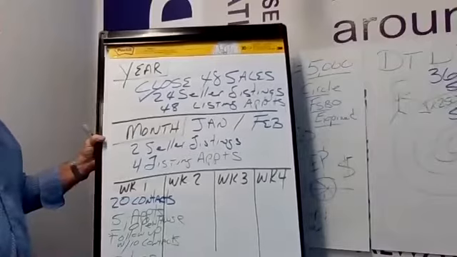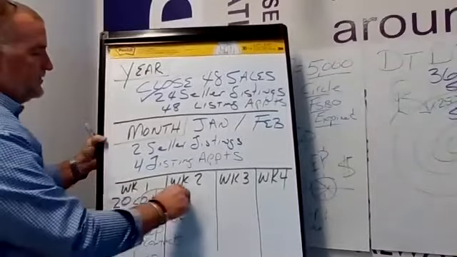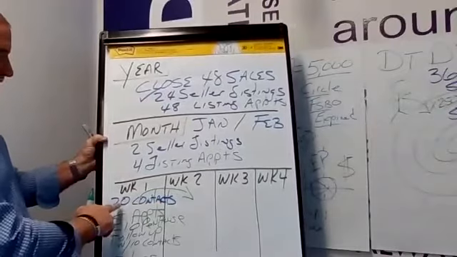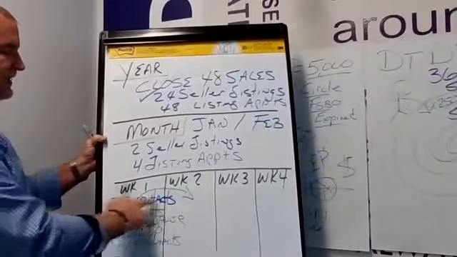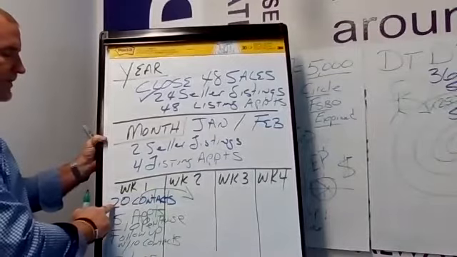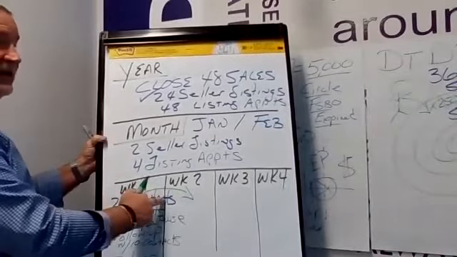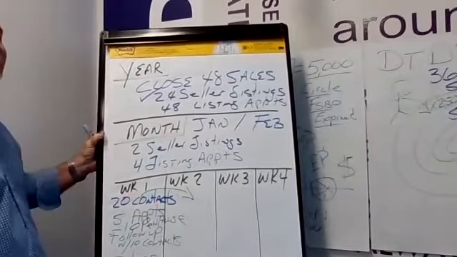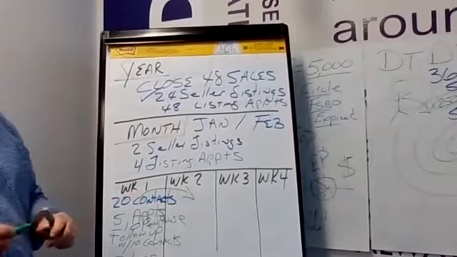Now, the penalty for not hitting it is it moves to week 2, which means if I have 90 conversations and the goal is 20 a day or 100 for the week, then the following week it's 110. That number doesn't go away.